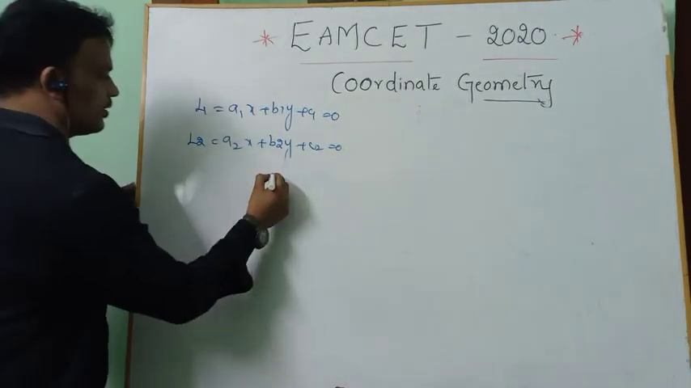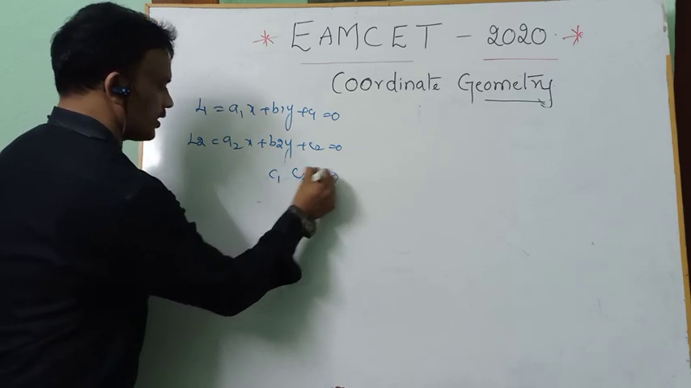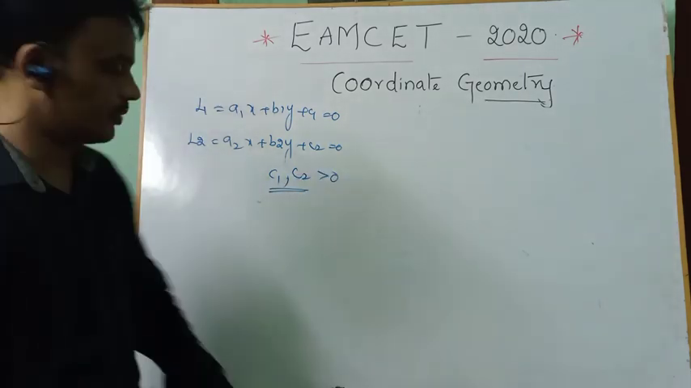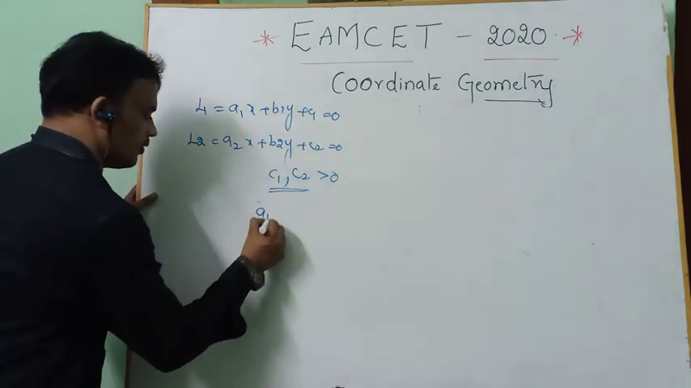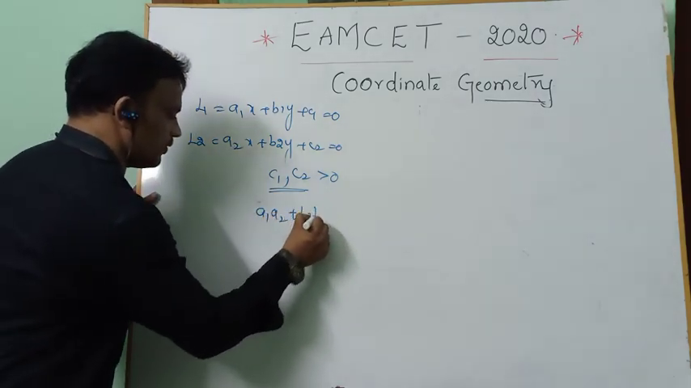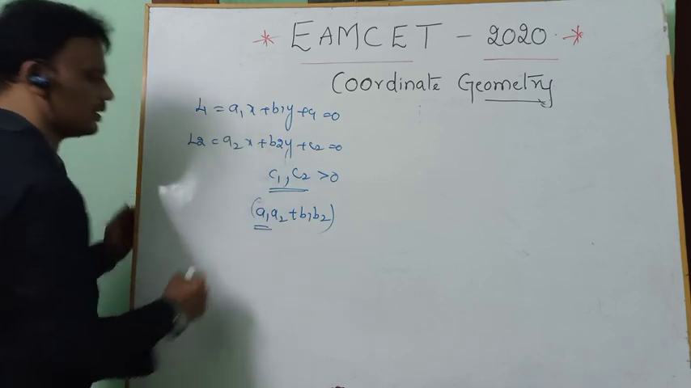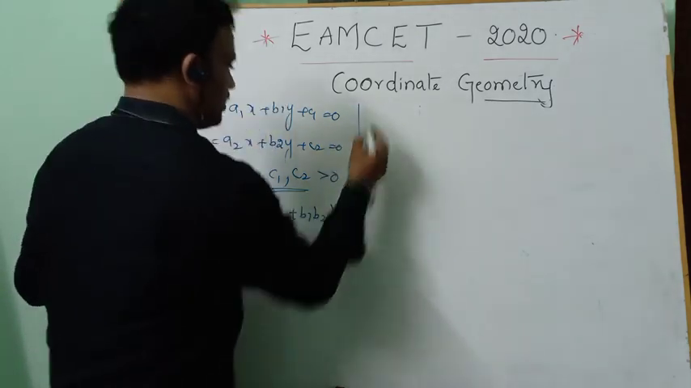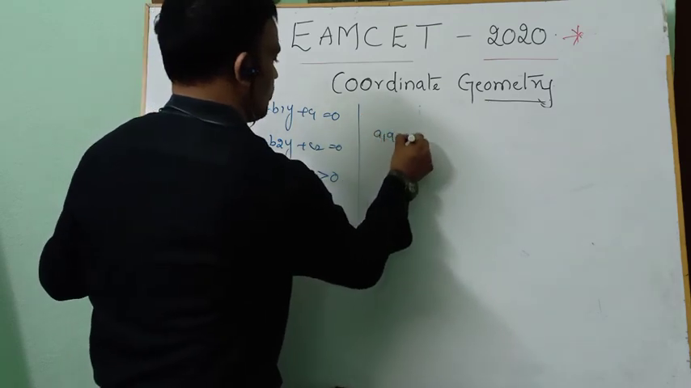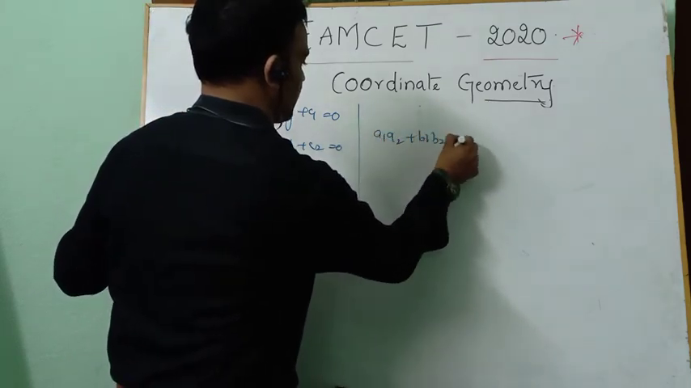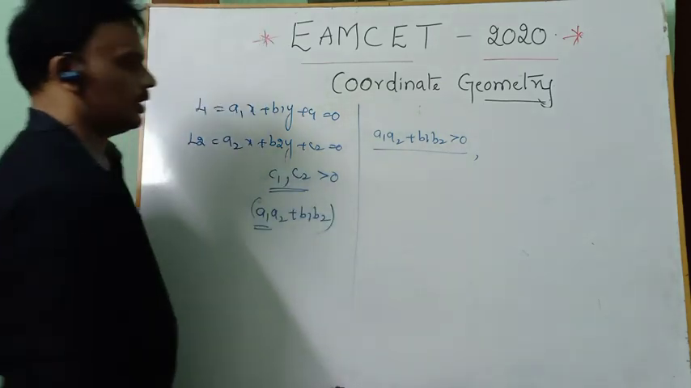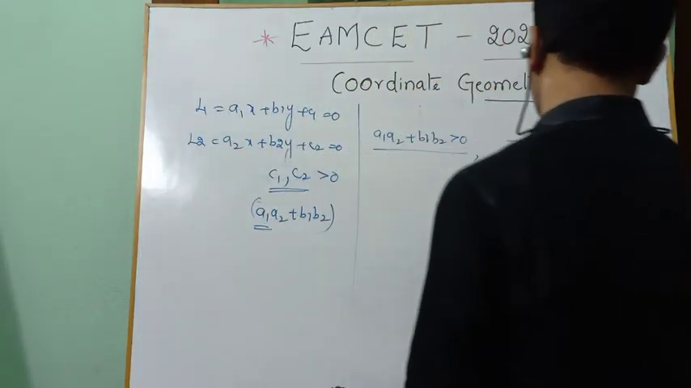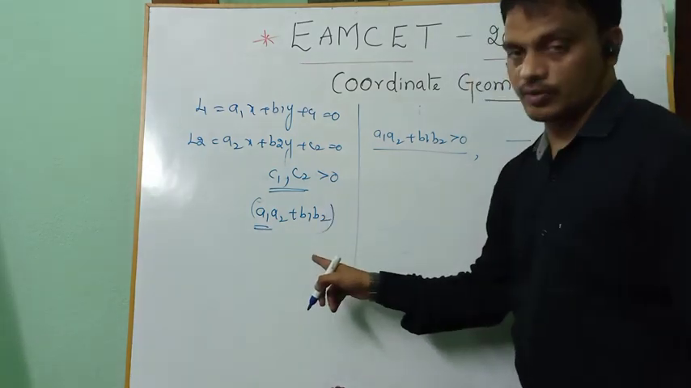We are going to make c1 c2 greater than 0. c1 c2 must be positive. Then find the value of a1 a2 plus b1 b2. Then, if a1 a2 plus b1 b2 is greater than 0, look at the right side. So just now I wrote one formula.